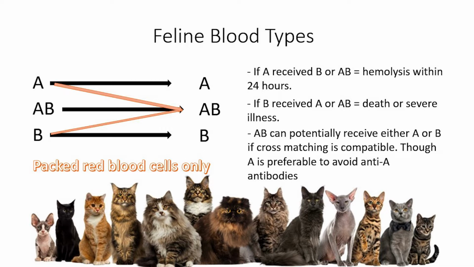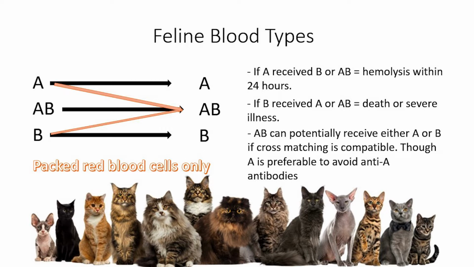AB is best transfused with AB, though they are a more rare blood type and finding donors can be quite difficult. It can acceptably be transfused with type A blood since the low amount of anti-B antibodies is unlikely to be harmful. Ideally, AB shouldn't receive B blood. There is a higher frequency of anti-A antibodies. However, as long as cross-matching is done prior to any transfusion, AB can potentially receive both A and B blood.